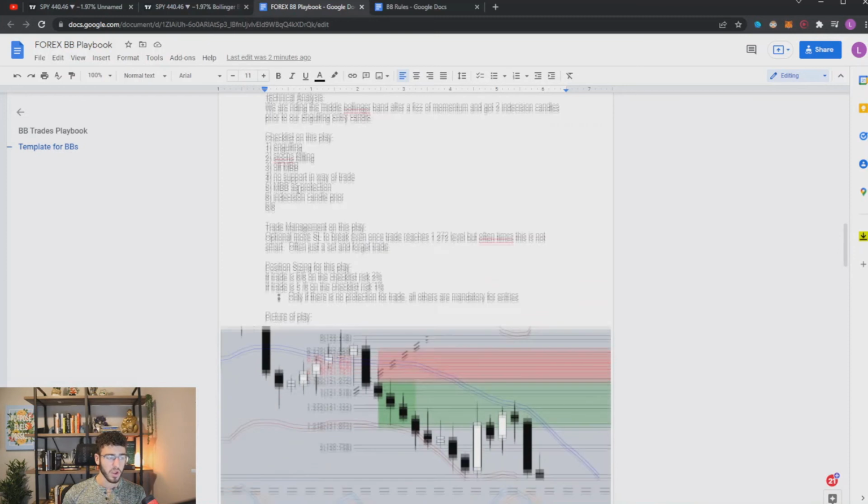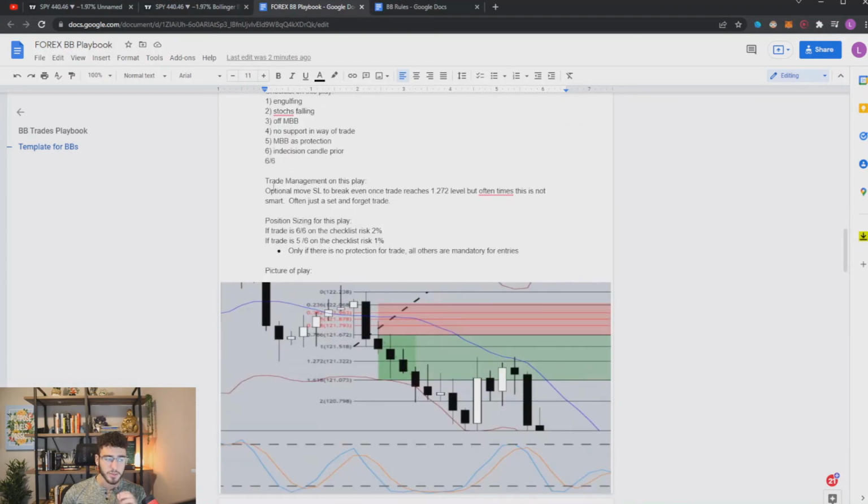No support in the way of the trade. Middle Bollinger Band as the protection. Indecision candle prior. Here's a picture of the trade. Same trade management, same position sizing. Stop loss above the 23.6, entry at the 78.6, take profit at the 161.8. This trade works out very, very well.